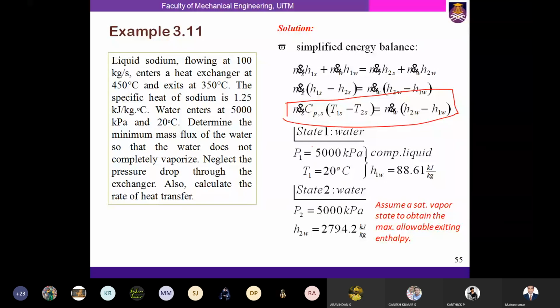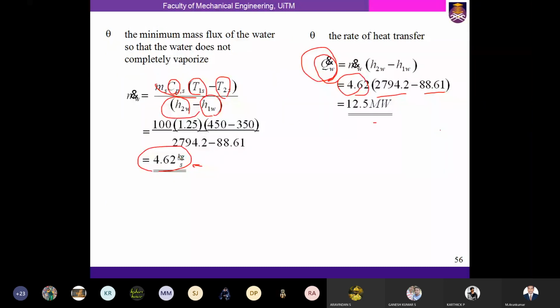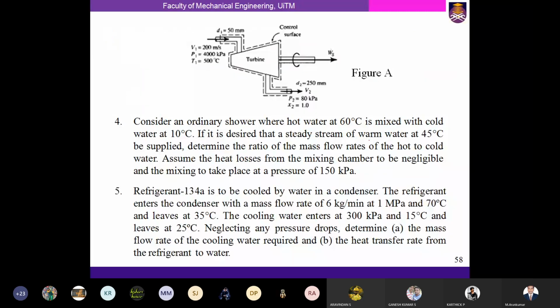Right. So these are the applications of the steady flow energy equation. That is the application of the first law of thermodynamics. Then in the next class we can have the second law of thermodynamics.